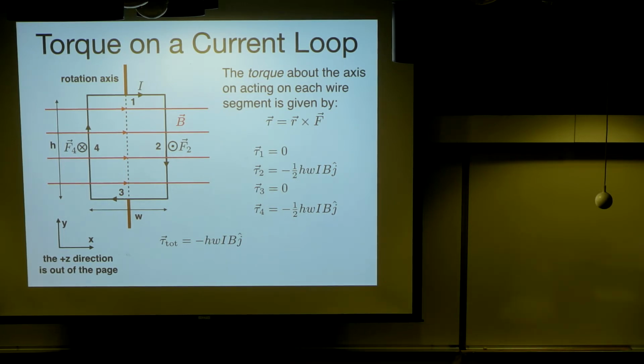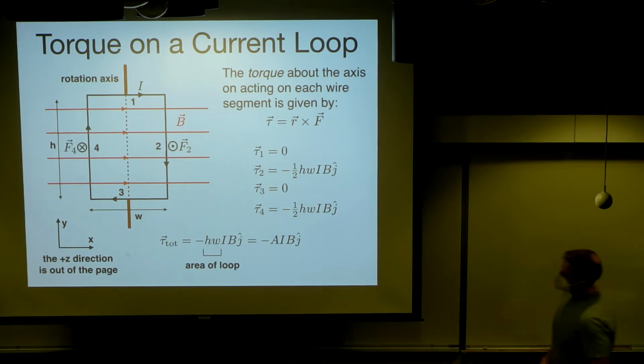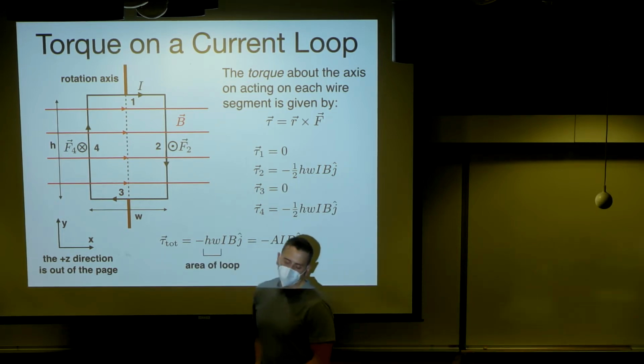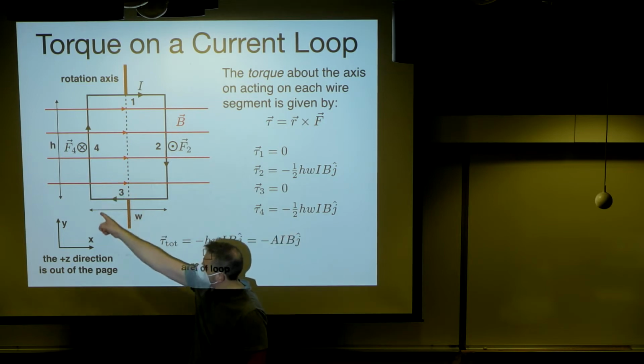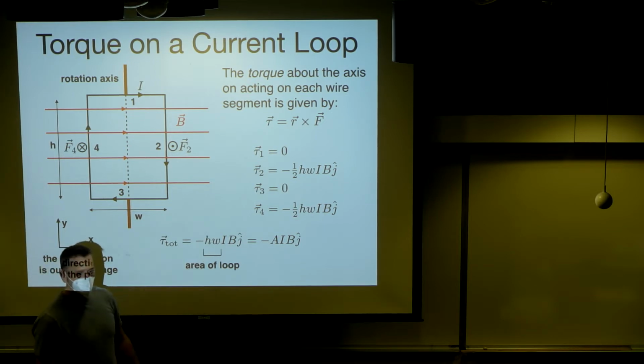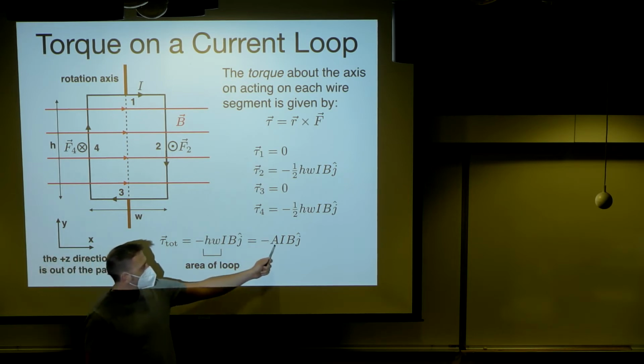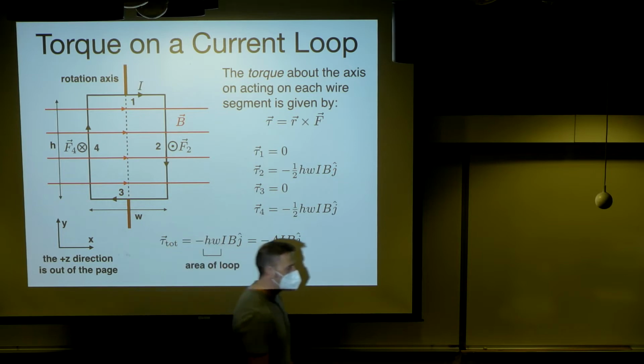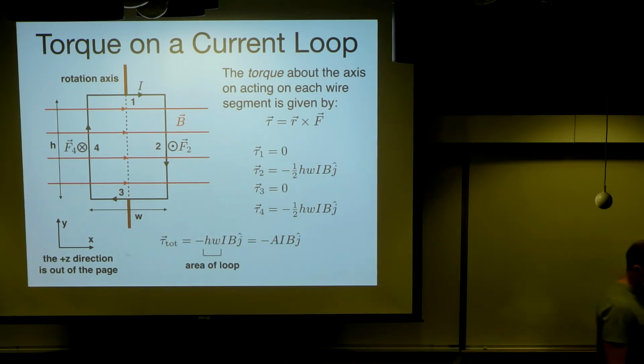So I want you to notice something here. What is H times W? That's the height of the loop times the width of the loop, right? That's just the area of the loop, if you think about it. Width times height for a rectangular shape is nothing more than the area, okay? So what we're going to do is just replace this with capital A for area. So now we have minus A, IB, J hat, once we've done that. Make sense?